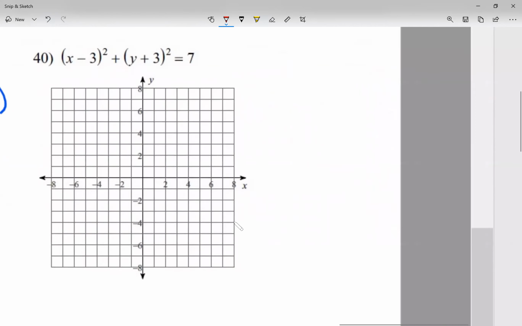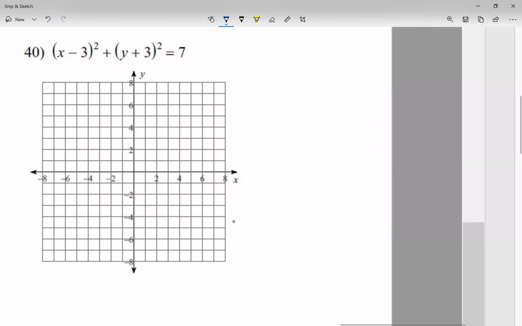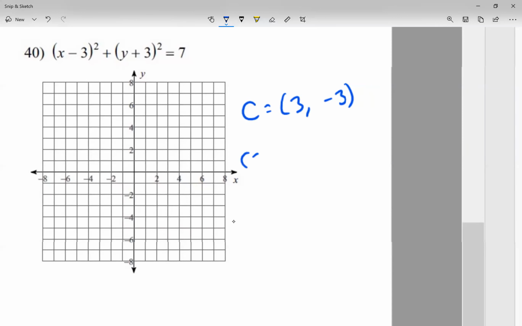Now, let's take a look at our last circle, last graph. Then I'll talk about how you guys are going to type it in. My center of this circle is going to be 3, -3. Again, I switched the signs. My radius is going to be the square root of 7. Okay, now I don't have a perfect square, but I do have a calculator. There's square root of 7, right? I'm going to type it in. It gives me about 2.6.